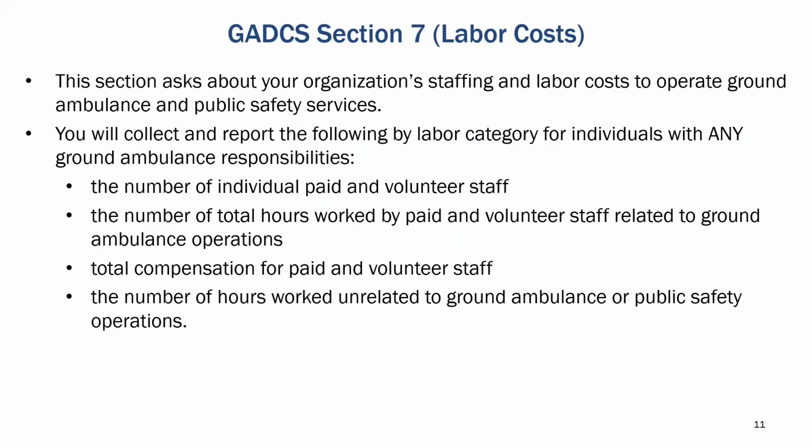This slide gives an overview of Section 7 on labor costs. Here, you will need to collect and report on the different items listed by labor category for individuals with any ground ambulance responsibilities. So, anyone related solely to the fire or other public safety aspect of your organization would not be counted in this section. But anyone with both ground ambulance and public safety, or ground ambulance only responsibilities, should be counted in this section.